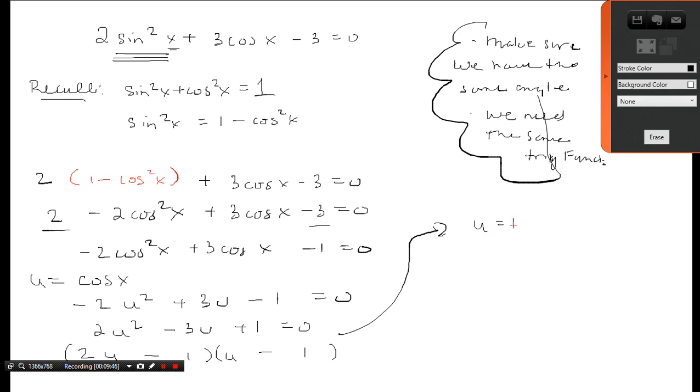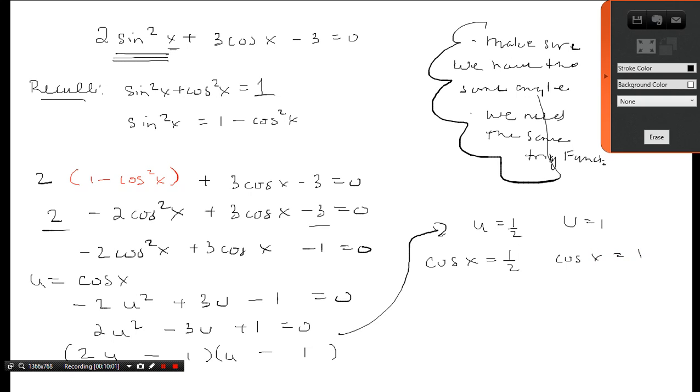So I get u equals 1/2, u equals 1. And remember, we're not solving for u. We're solving for cosine of whatever angle x is. So cosine of x is 1, cosine of x is a half. Now let's think to ourselves, where's cosine x a half? I'm not drawing the unit circle this time. Where's it going to be at?